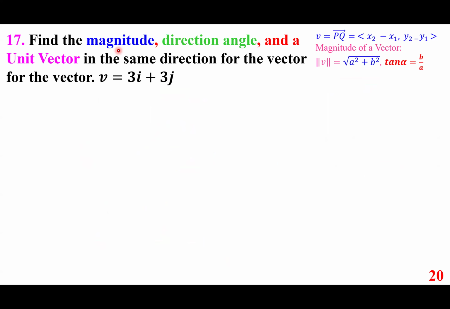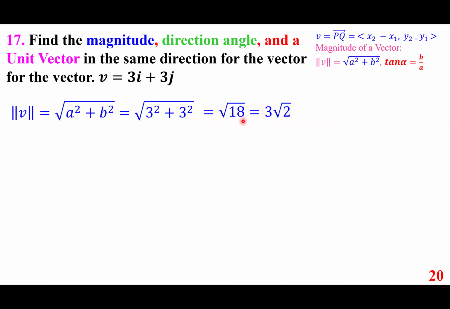Find the magnitude, direction angle, and a unit vector in the same direction for the vector v equals 3i plus 3j. Magnitude is the square root of a squared plus b squared. So it's 3 squared plus 3 squared, which is 9 and 9, 18. And the square root of 18 is 3 square root of 2 because this is 9 times 2, and 9 comes out as 3. So that's how you find the magnitude.